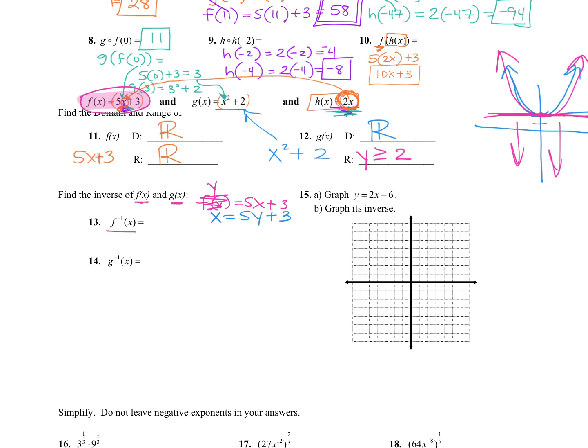But then from there, you have to solve for your y. You gotta get y by itself, okay? The way we do that is we take away 3. So x minus 3 equals 5y, and then what? We want to get y by itself though. Divide by 5. Yep, divide by 5, divide by 5. So this is your function. X minus 3 over 5 is the inverse of f of x. Okay?